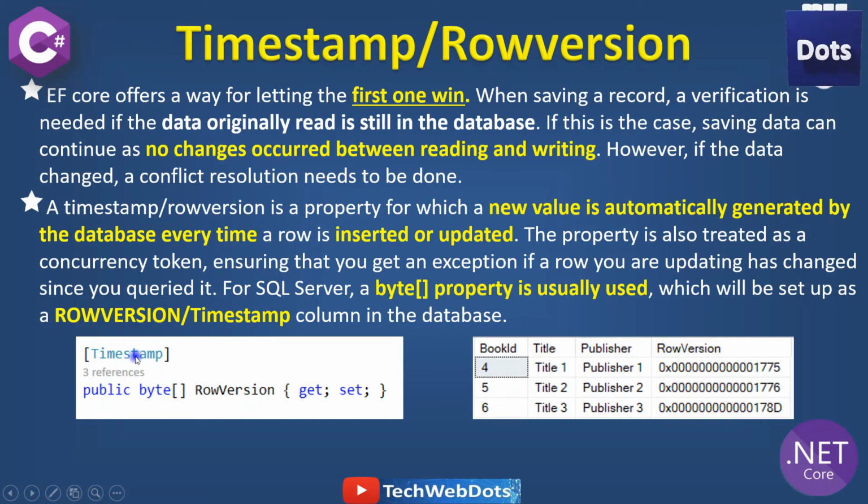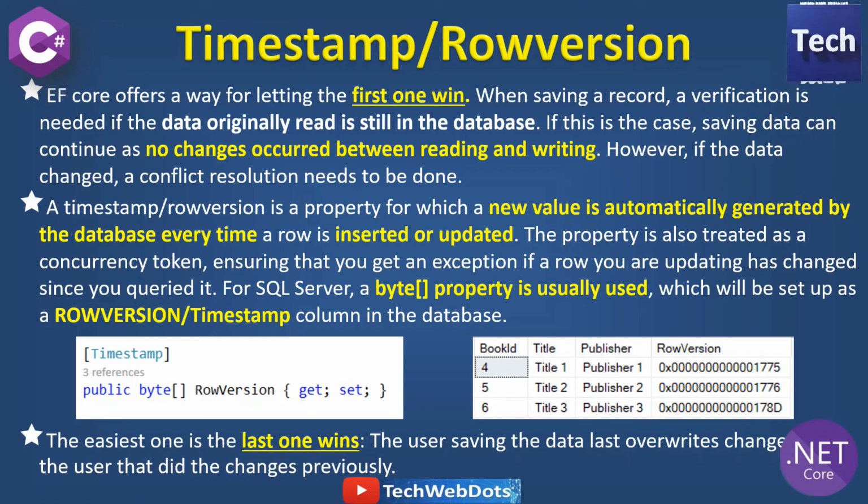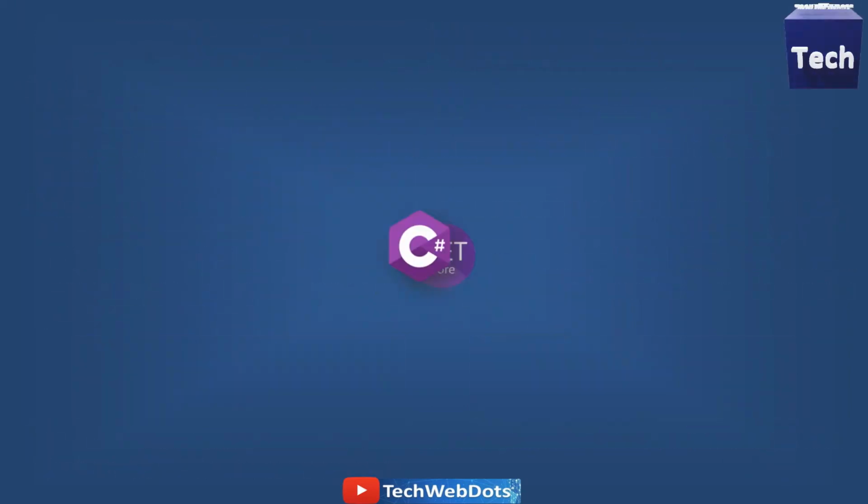You can also use row version as well. So this will be the column in our database. I hope it is clear what exactly timestamp or row version is and where it is used. And the easiest one is the last one wins. So we've discussed the first one wins criteria: the user saving the data last overrides the changes of the user that did the changes previously. So in this case, the last one wins. I hope it is clear now.